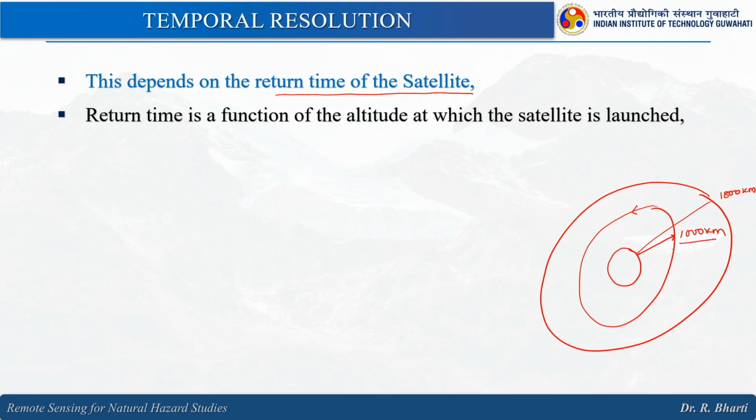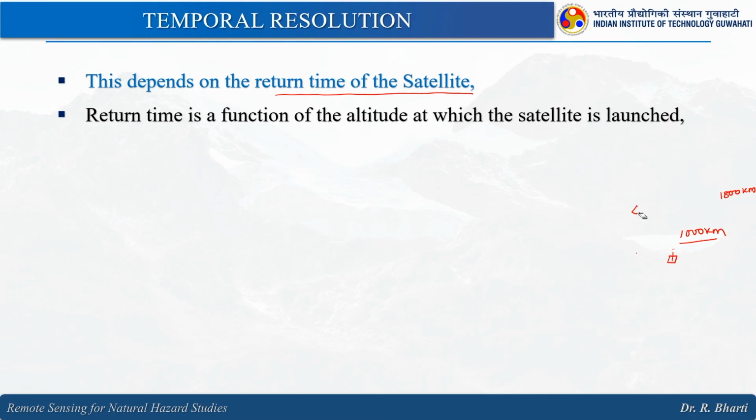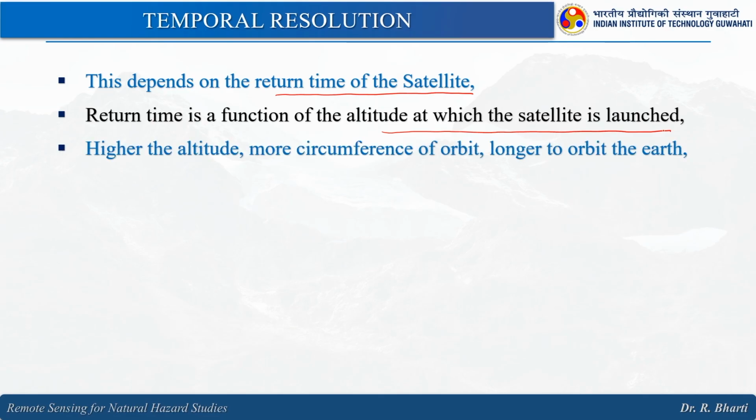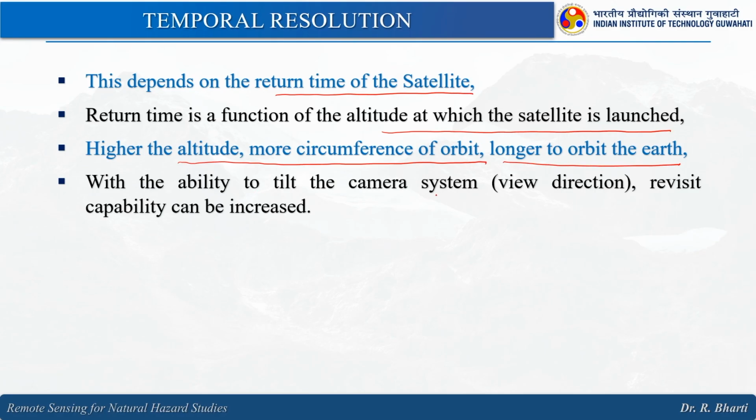So, definitely this 1000 kilometer satellite, which is moving on this particular path, will take less time to cover this, and the other will take more time to cover this. So, this is important to know, what is the return time of your satellite to capture your study area, right. So, return time is a function of the altitude at which the satellite is launched. Higher the altitude, more circumference of the orbit and longer to orbit the earth. With the ability to tilt the camera system, revisit capability can be increased.